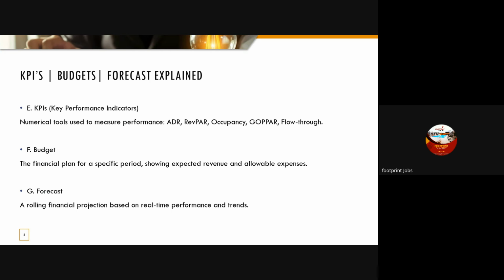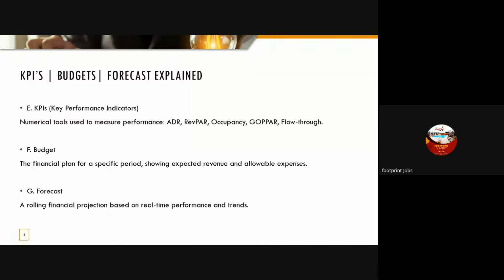Now, let's talk about something that is very important that you must understand as departmental heads, operational managers, and managers of facilities. You cannot talk about leadership, financial leadership, without talking about KPIs, without talking about budget and without talking about forecast. So in this particular slide, we are going to explain KPIs, budget, and forecast. Now, for you to be an outstanding manager, department head, or a general manager, you must be able to work with KPIs. That's key performance indicators.